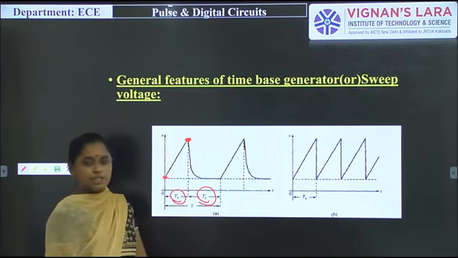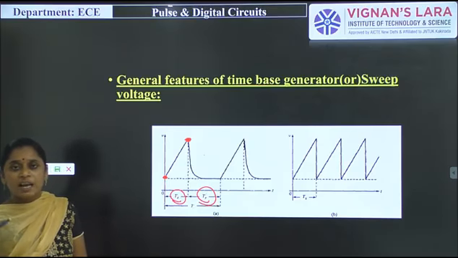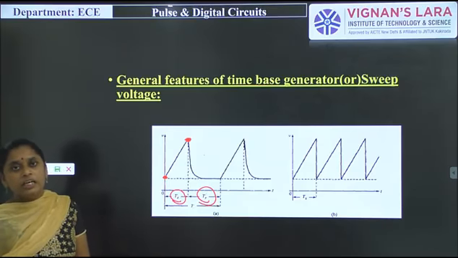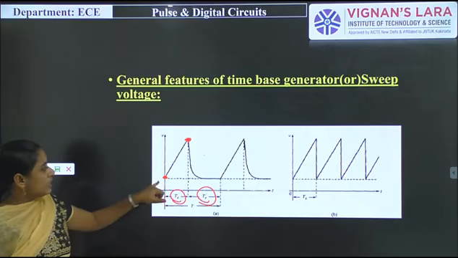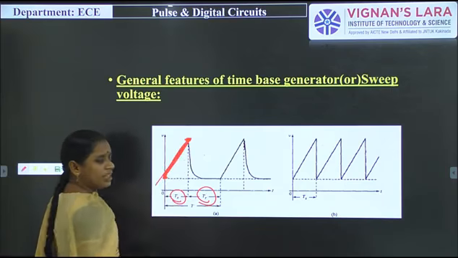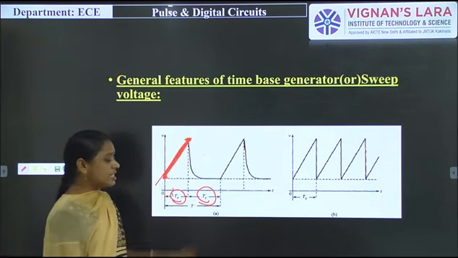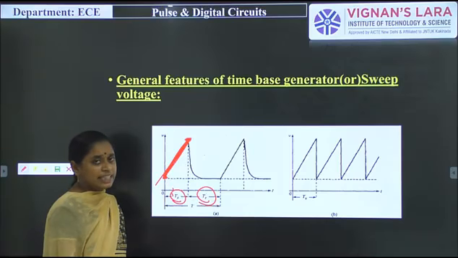So from this definition we can say that some part of the input signal, output signal must vary linearly with the time. So that's why this part, up to this part, it is varying linearly with the time, and the remaining part is not varying with the time. So that is the thing about this. In this we have to note what TS and TR are.